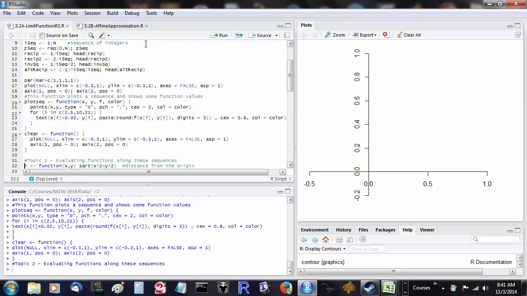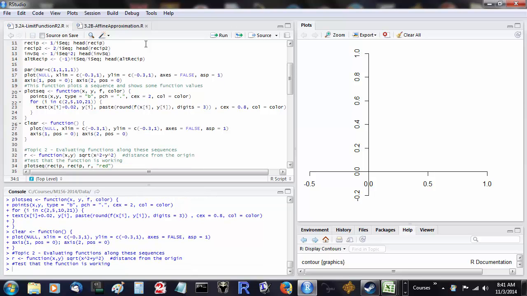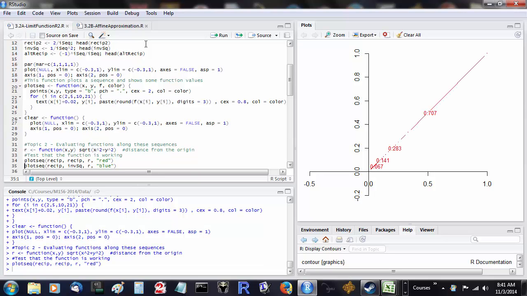Let's test this with a function whose behavior we know, the function r that gives the square root of x squared plus y squared, just the distance from the origin. So I will do this with the sequence where x and y are both the reciprocals of the integers. I'll plot it in red. We move in along the diagonal line where y equals x, and sure enough, we get the distance from the origin at every point.